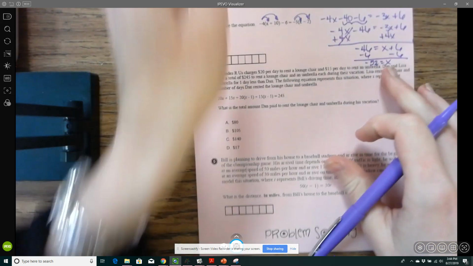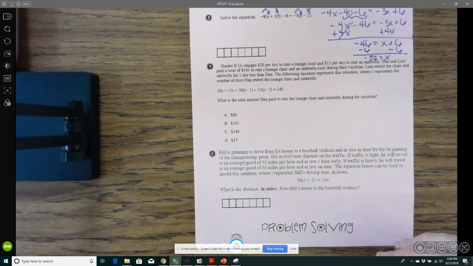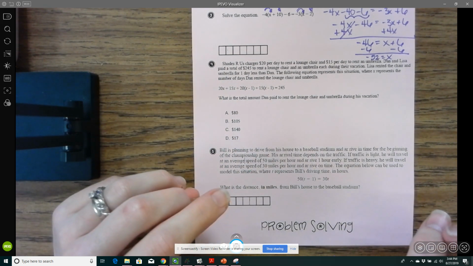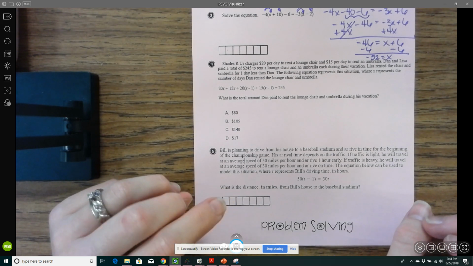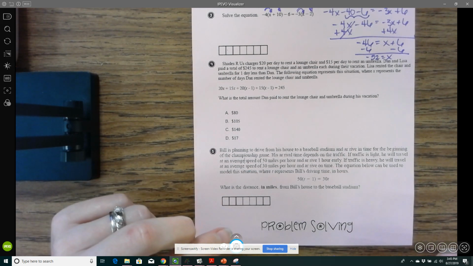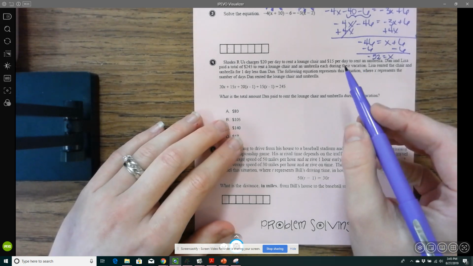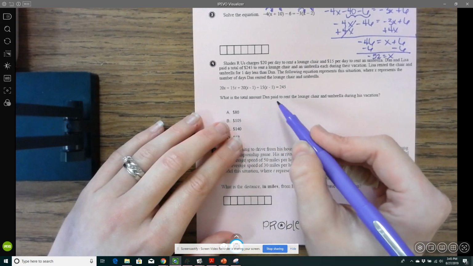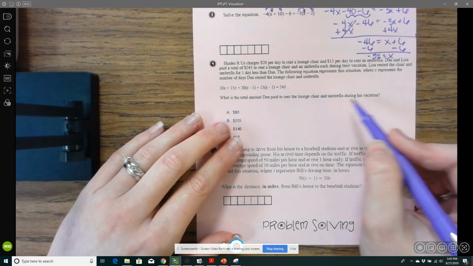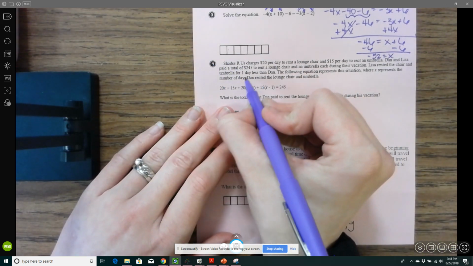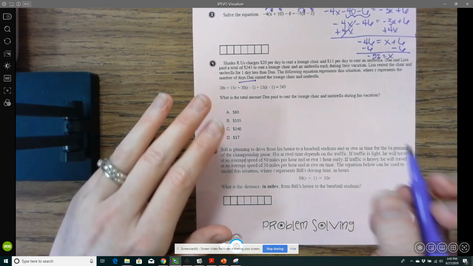All right, next one. Shades R Us charges $20 per day to rent a lounge chair and $15 per day to rent an umbrella. Dan and Lisa paid a total of $245 to rent a lounge chair and an umbrella each during their vacation. Lisa rented the chair and umbrella for 1 day less than Dan. The following equation represents this situation where X represents the number of days Dan rented the lounge chair and umbrella. What is the total amount Dan paid to rent the lounge chair and umbrella during his vacation? So what does X represent? It's the number of days.